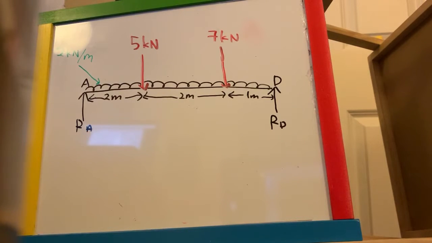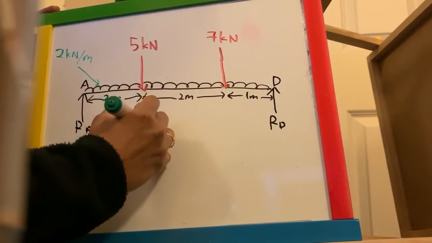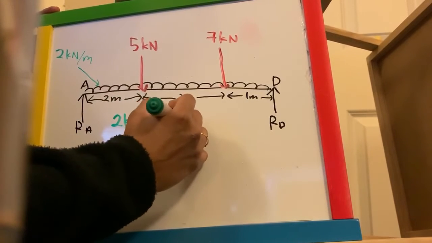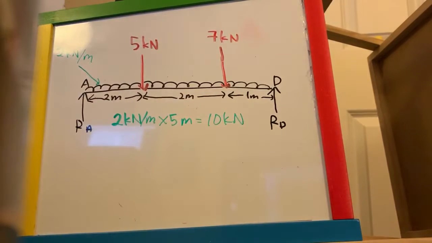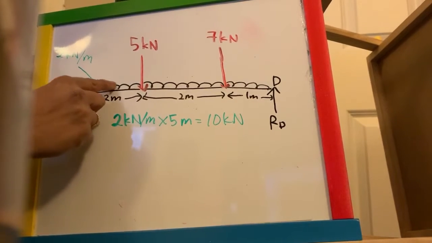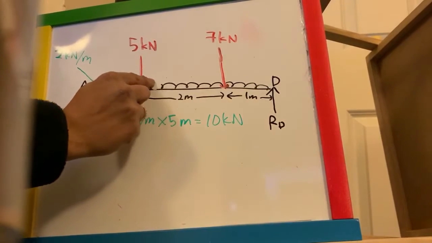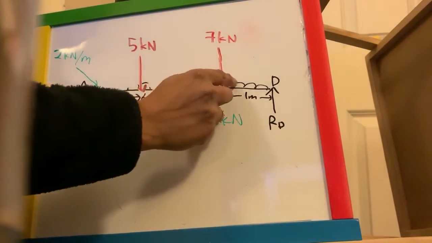So what you need to do now is to take this 2 kilonewton per meter and multiply it with the distance that it covers. In this diagram we know that it covers the full beam, and the total distance of the beam is 5 meters. So 2 kilonewton per meter multiplied by 5 meters will give you 10 kilonewton of a single force, or a point load. That 10 kilonewton point load will now cancel off all this uniformly distributed load.